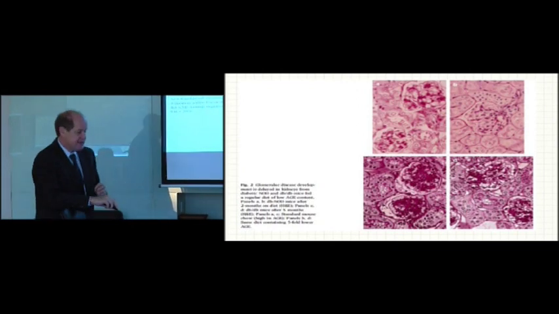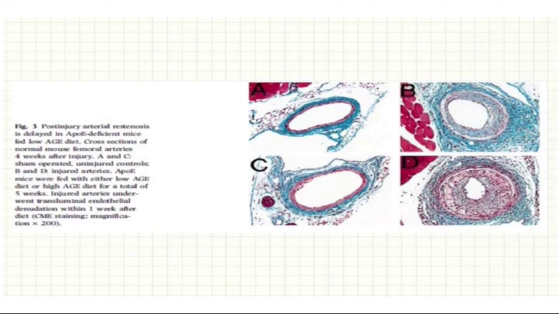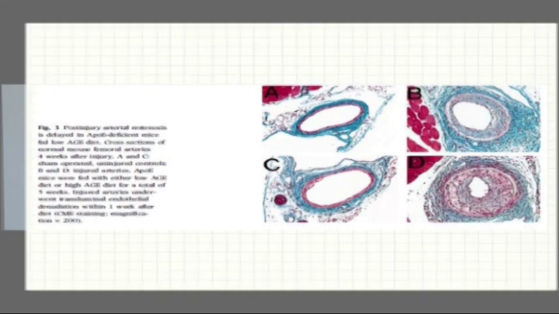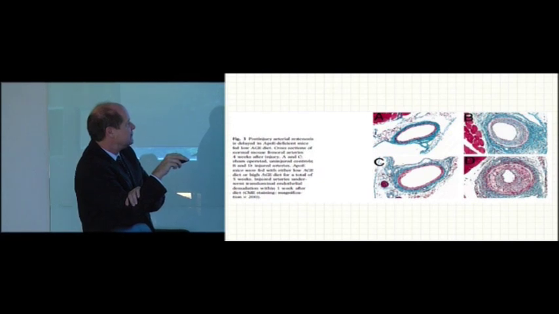And if you look at the vessel, here the experiment was, they looked at the femoral artery of these rats and they made an injury in the intima, and then they compared the outcome after 4 weeks. So 4 weeks after the initial injury, they compared animals with low and high AGE food.